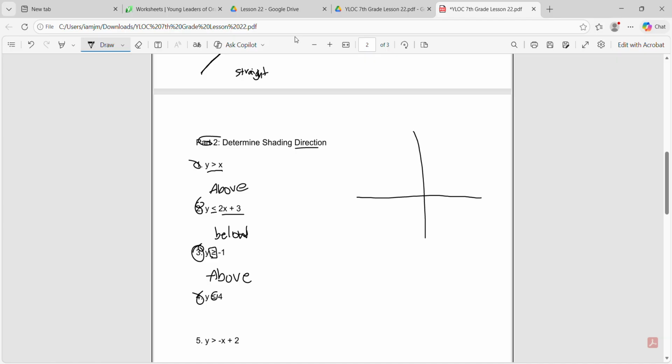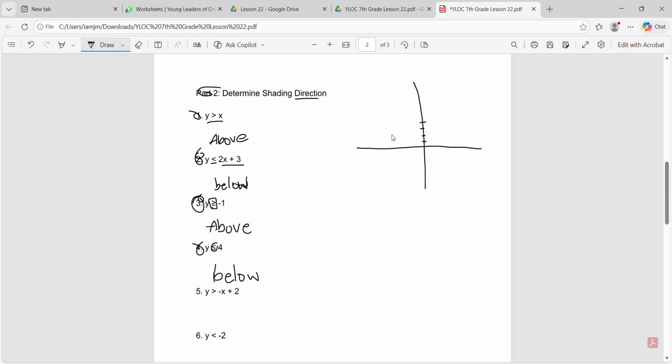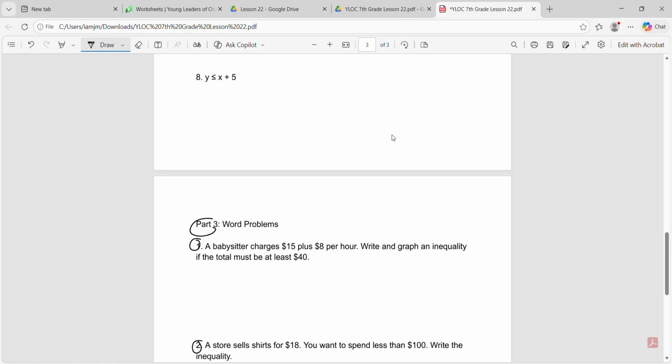Number 4. Y is less than or equal to 4. So less than or equal to. Let's graph it. 1, 2, 3, 4. That's going to be our graph. Since it's on 4 and it's less than or equal to, so equal to, it's a straight line. Less than is below. So below. Y is less than or equal to 4.